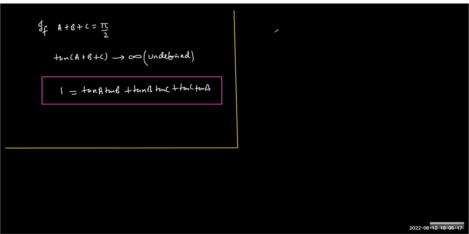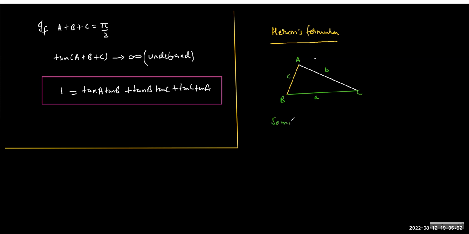So you know Heron's formula? If you have a triangle, what is the area of the triangle? If this is A, B, and C, this side is called A in length, this is B, and this is C. And we have something called the semi-perimeter, right? How do we represent the semi-perimeter? By the symbol S.